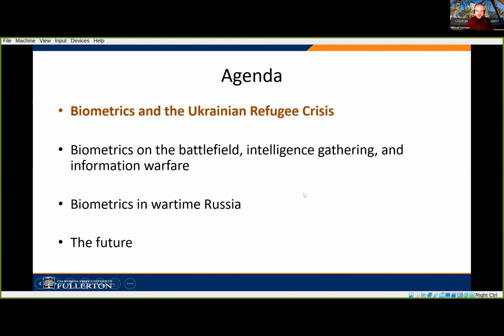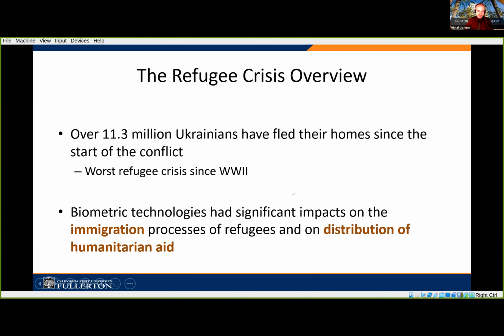So next, I'll talk about how biometrics is being used to handle the refugee crisis. A bit of background: since the war started, about 11.3 million Ukrainians have fled their homes. This is the worst refugee crisis since World War II.